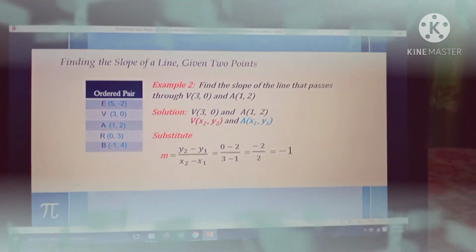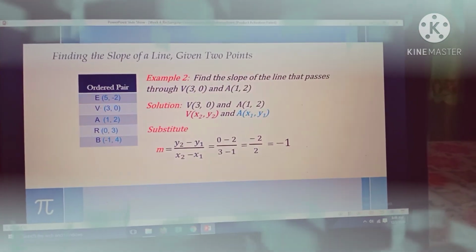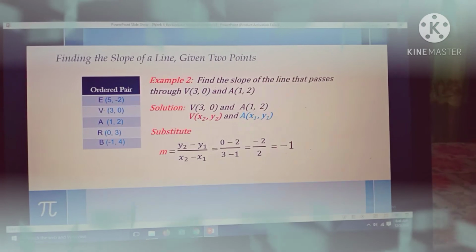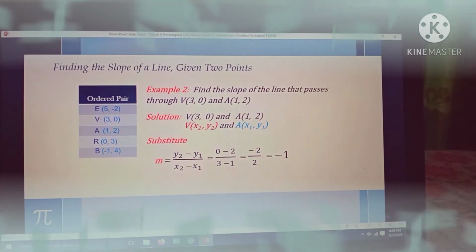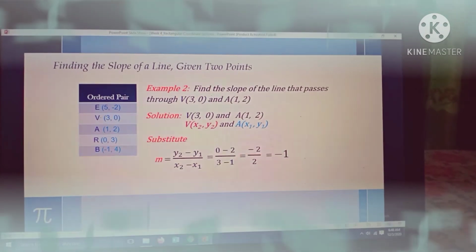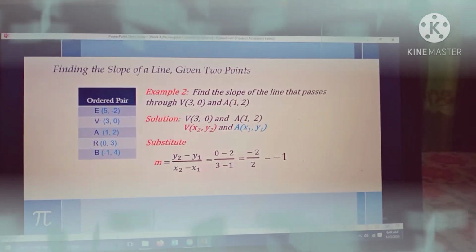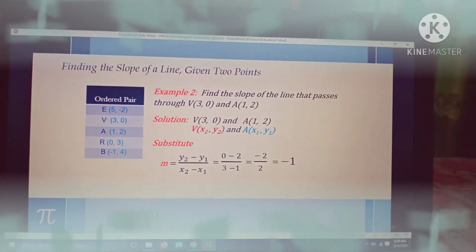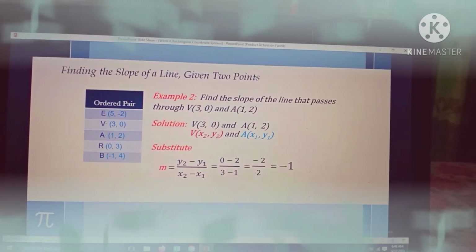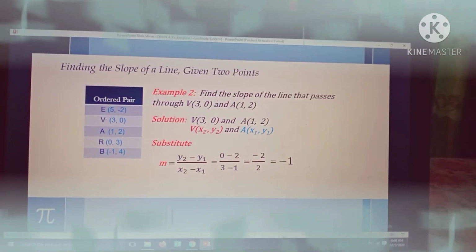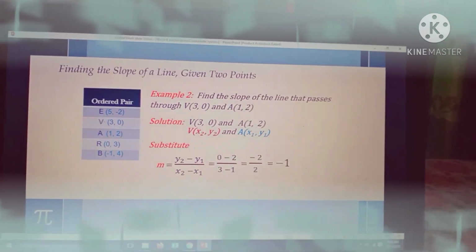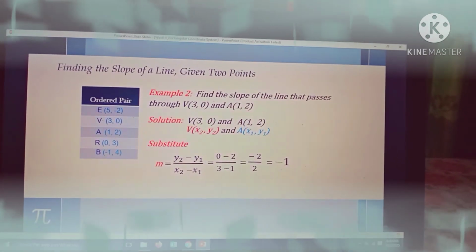So, it shows that even if I have taken the first point as x sub 2, y sub 2, and the second point as point 1, the answer will be the same. But this time, you have to make sure that when you take x sub 2, you also take the y sub 2 on that given point.